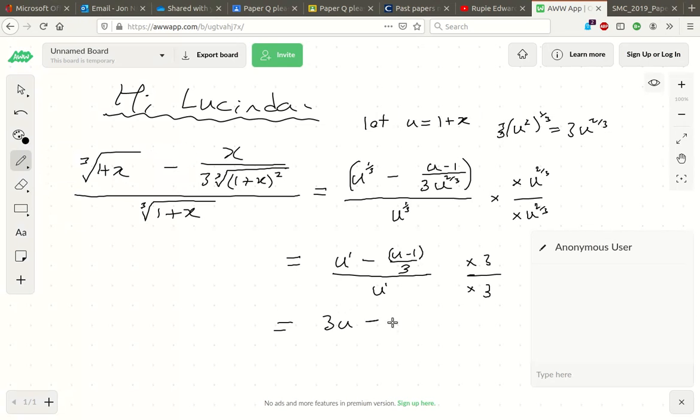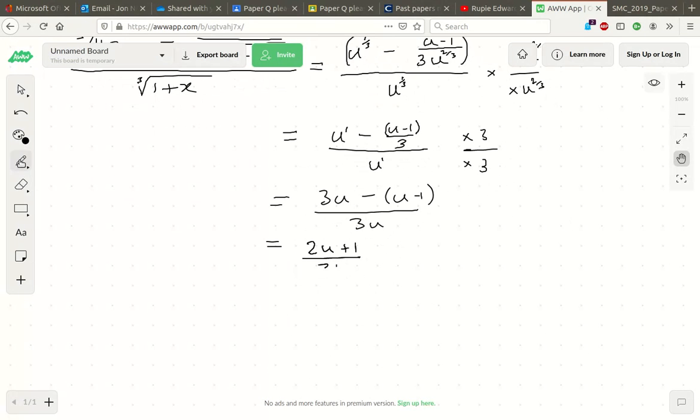So I get 3u minus u minus 1 in brackets. Times the bottom by 3, I've just got 3u. 3u minus u is 2u, so it becomes 2u plus 1 over 3u. Oh, I'm going off my screen. Let me just take it a bit further down. So I get 2u plus 1 over 3u.